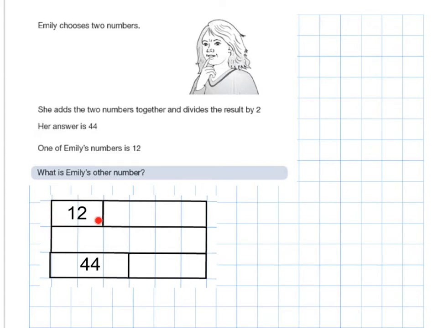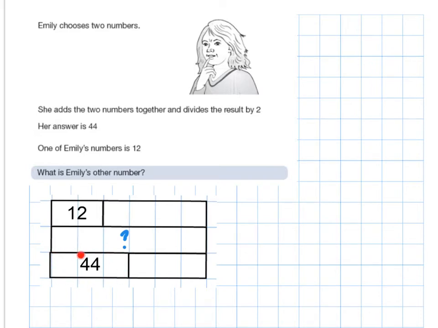So I started by drawing the number 12 that I've got here. Now I know she had 2 numbers, so I drew the other one next to it because I add those 2 numbers together because that's what Emily does here. This box represents her result, but we don't know what that one is. I could quite easily put a little question mark in there to remind me that I don't know what it is. But we do know that half of her result is 44.